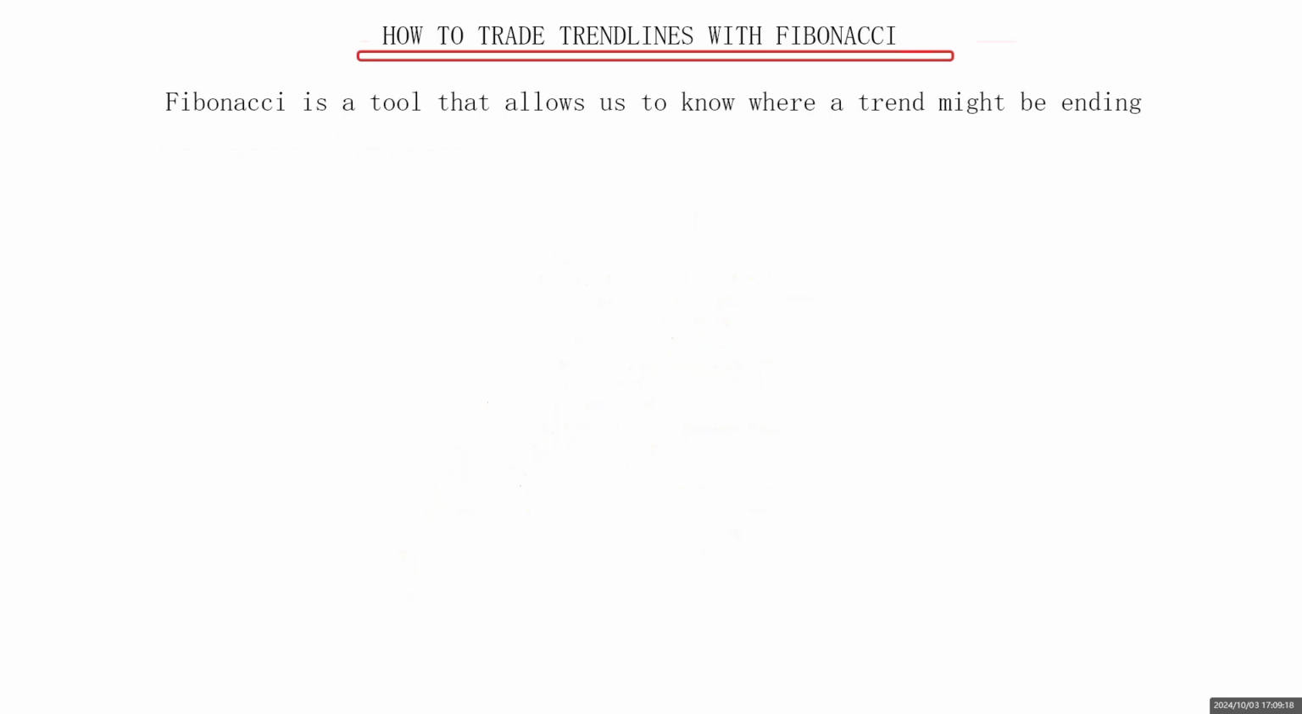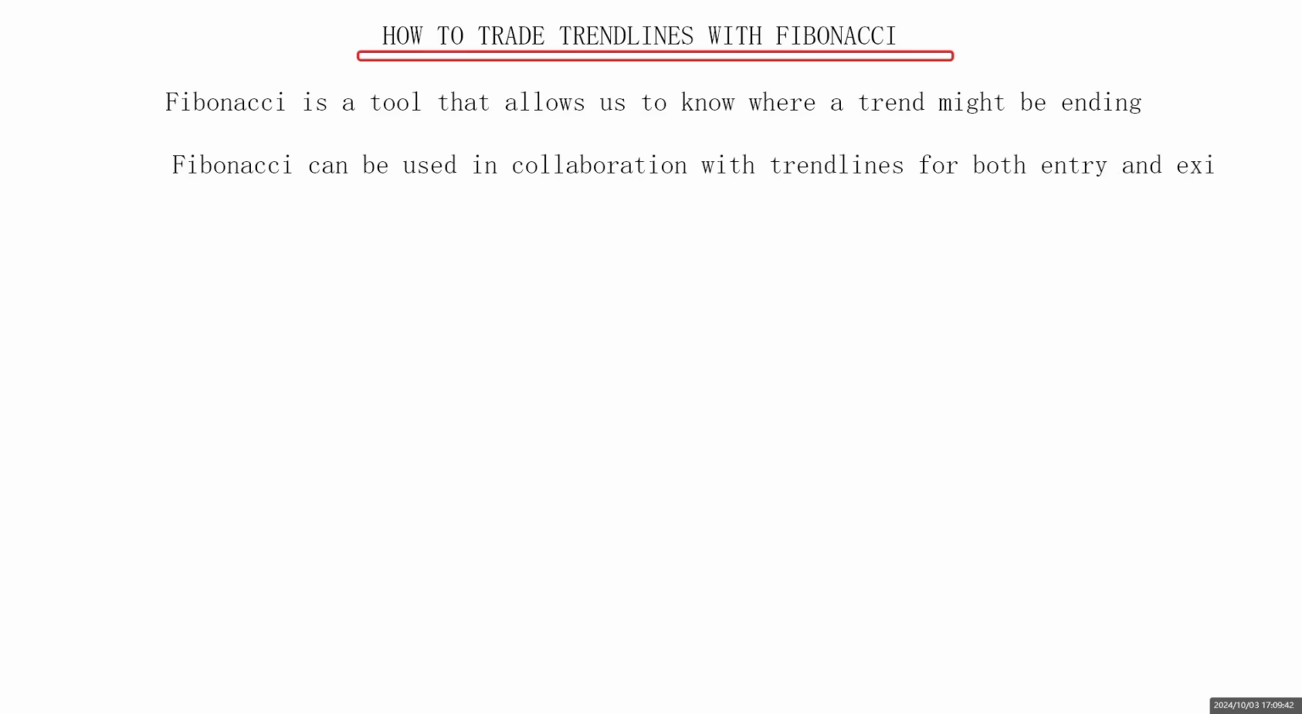This means that we can use the Fibonacci with trend lines for entry and for take profit. Let's write that out: Fibonacci can be used in collaboration with trend lines for both entry and exit. So we are going to start by explaining, let's start from the latter. Let's start from how Fibonacci is used as an exit tool.